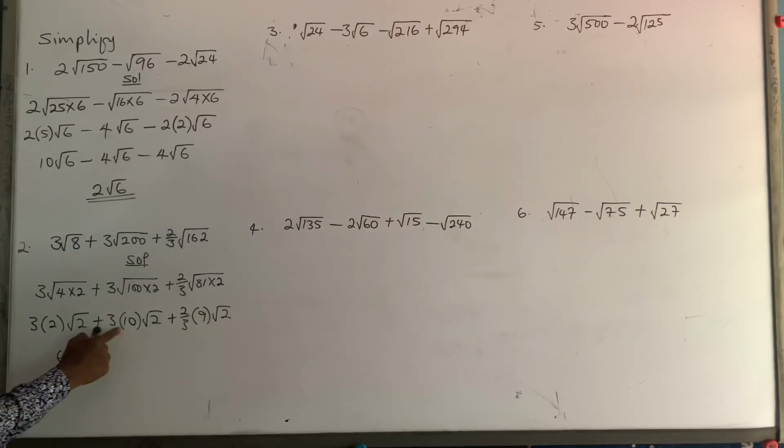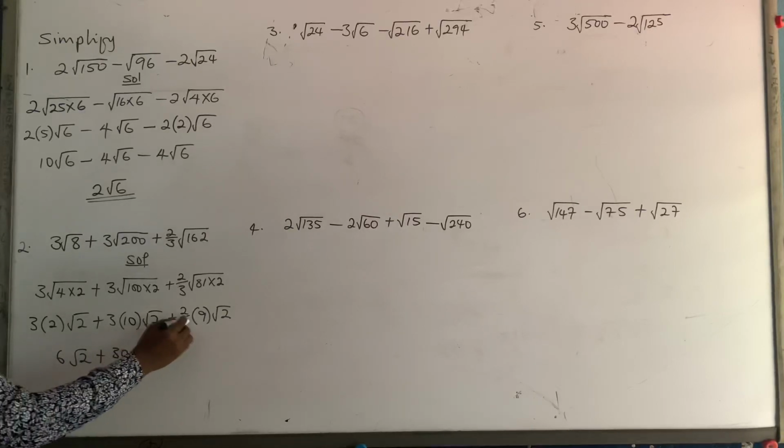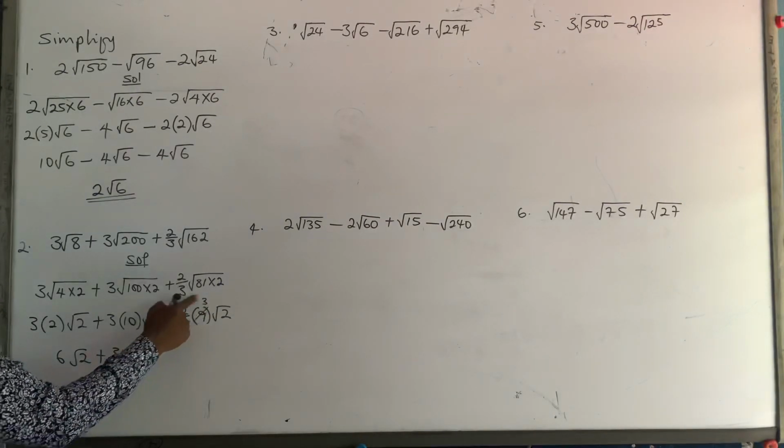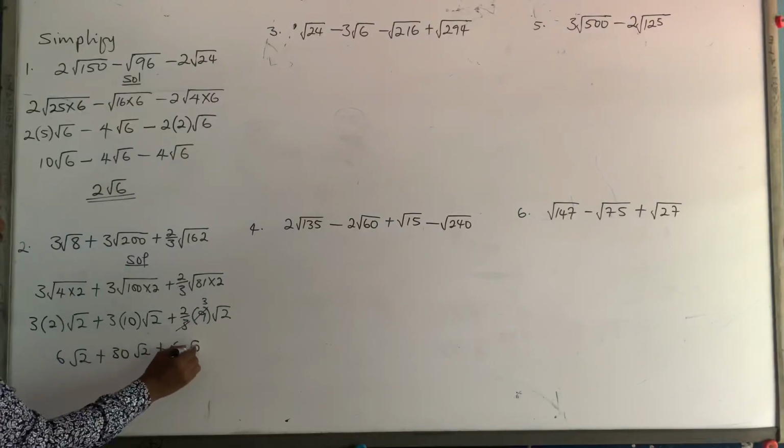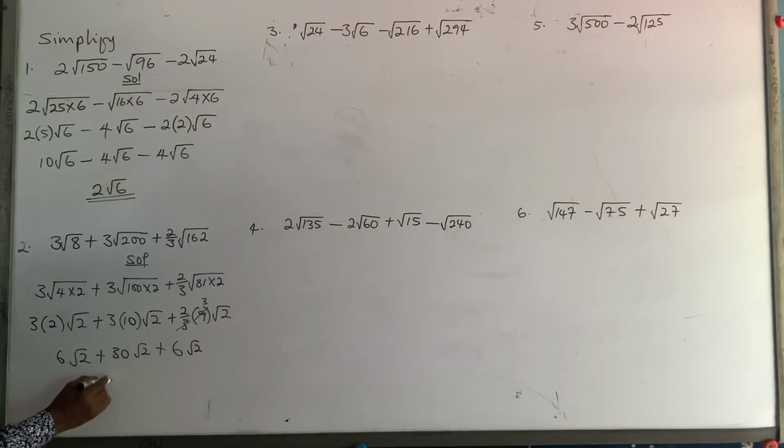Root 2. 3 times 10 is 30. Root 2. 3 into 9 is 27, 2 times 3 is 6. Root 2. So root 2, they are all the same. So 6 plus 30 is 36. 36 plus 6 is 42. So 42 root 2.